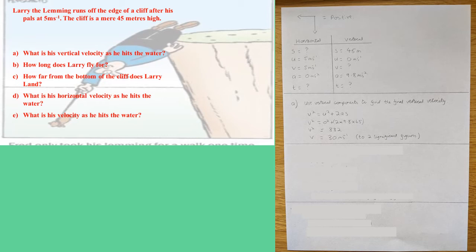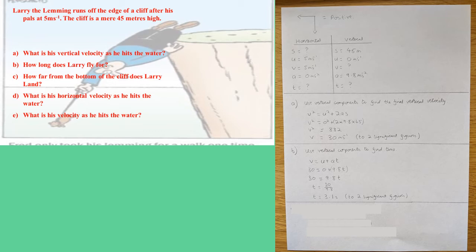For part B, how long does Larry fly for? We're looking for time here. So as I said in the previous question, you can use horizontal components or vertical components to find time. Time is the same horizontally and vertically. In this question, we don't have enough information horizontally because we don't know S and we don't know T. So that means we really have to use the vertical components to find time. So if we use the equation v equals u plus at and put the numbers in and then simplify, we get t equals 3.1 seconds to 2 significant figures.